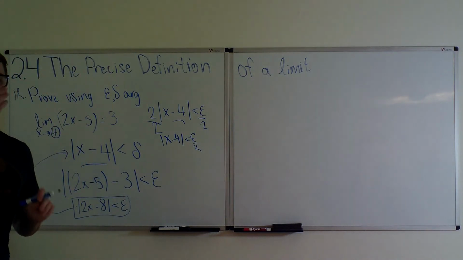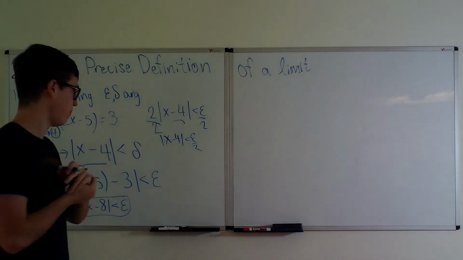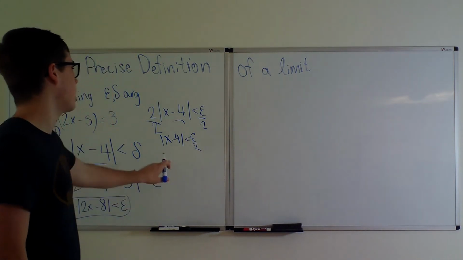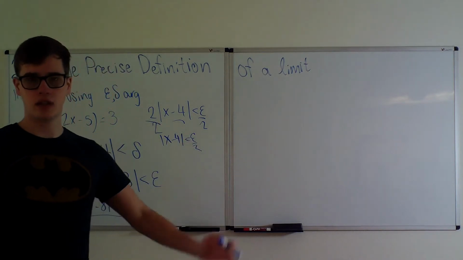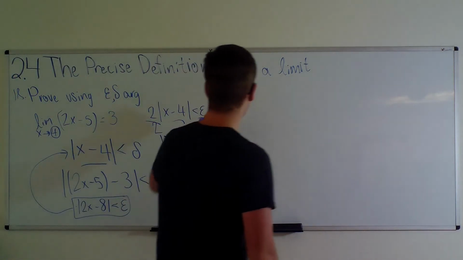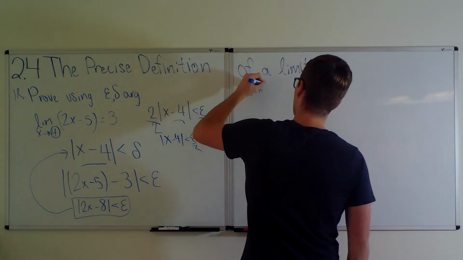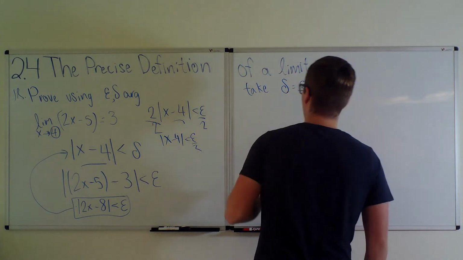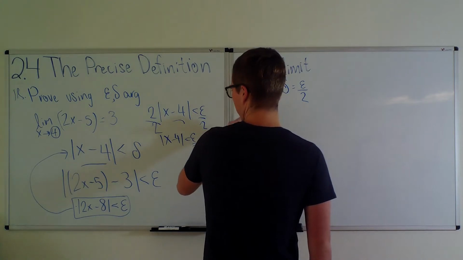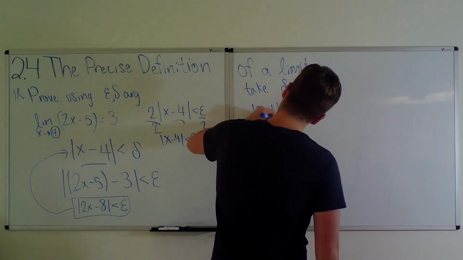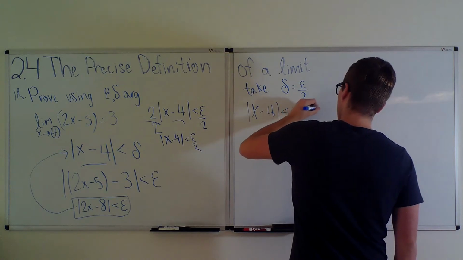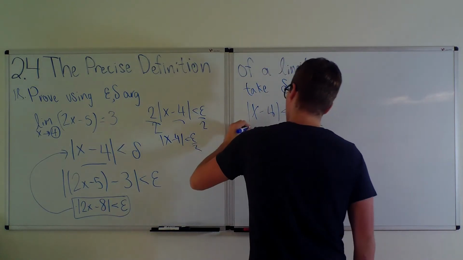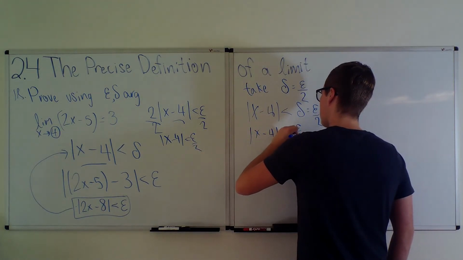So that's perfect. So now, what we do is the proving step, where you have to plug it back in, remember? You can't just say, oh, x minus 4 is less than epsilon over 2. You can't just say that. You have to do it again. So what you do is you say take delta to equal epsilon over 2, and then you plug it into the delta equation. So that is the absolute value of x minus 4 is less than delta, which is equal to epsilon over 2. So then you have x minus 4 is less than epsilon over 2.